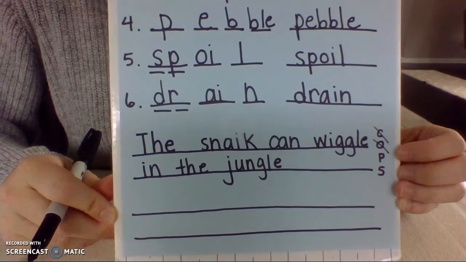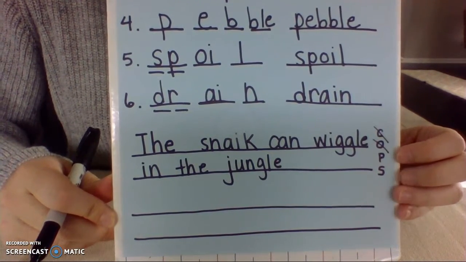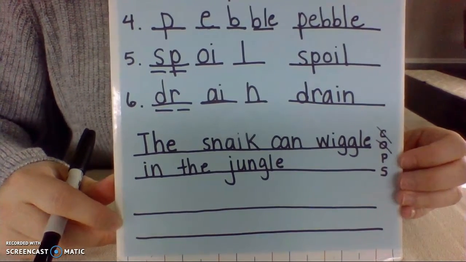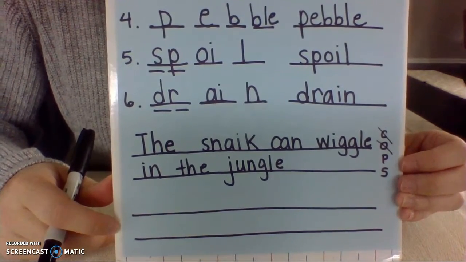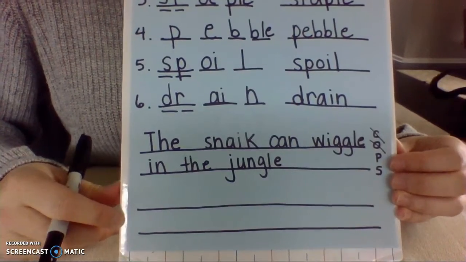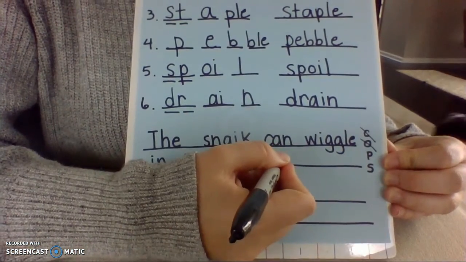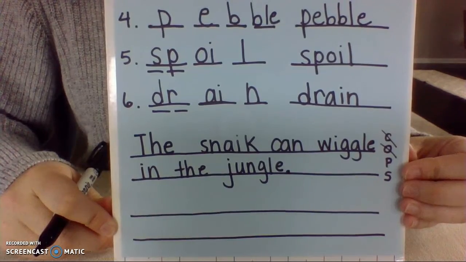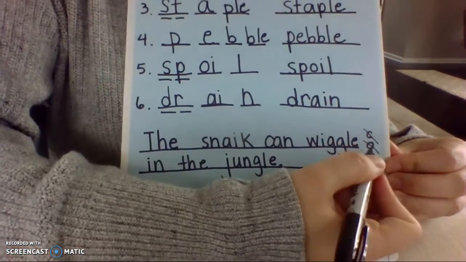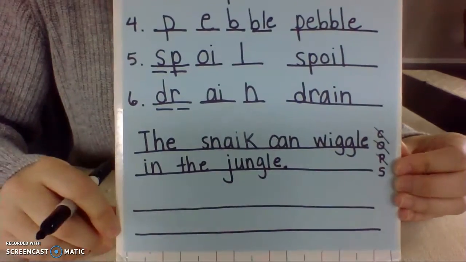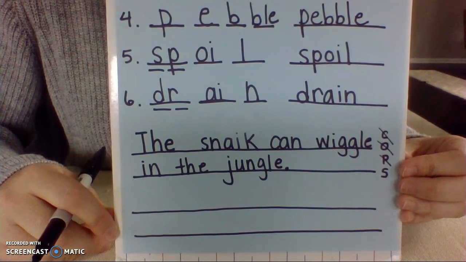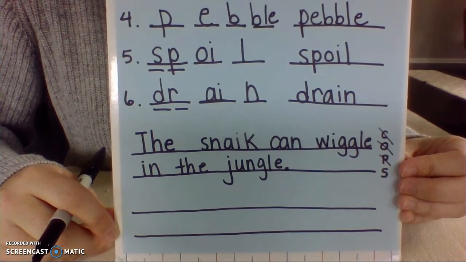How about my punctuation? Do I have a period, a question mark, or an exclamation point in this sentence? Did I show that the sentence is ended? No, I didn't. So I need to add a period right here so that I can show that it's the end of my sentence. And now I have my punctuation, so I check that. And the last thing I have to look at is my spelling. The snake can wiggle in the jungle.